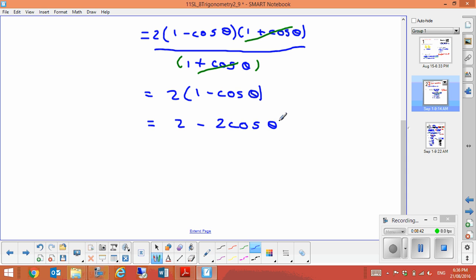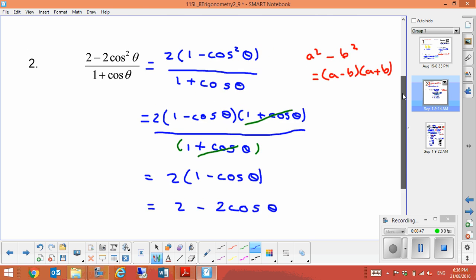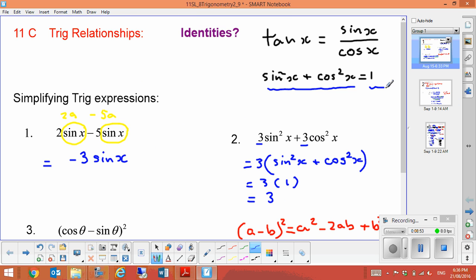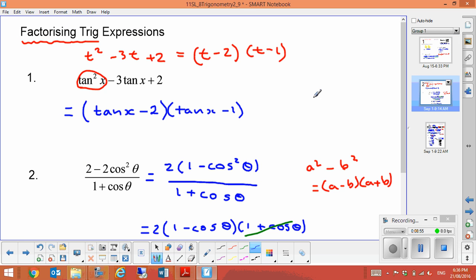All right, so we're going to leave it there. We've got another problem that we can do in class, but that's a good start to get you thinking about how we can simplify things using the identities we had from earlier in chapter 8 and using old rules from quadratics.